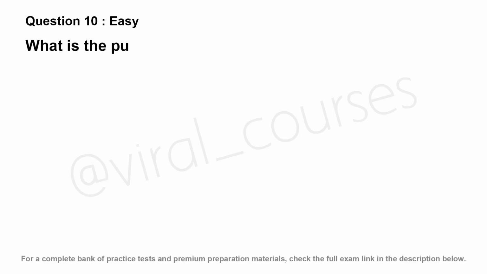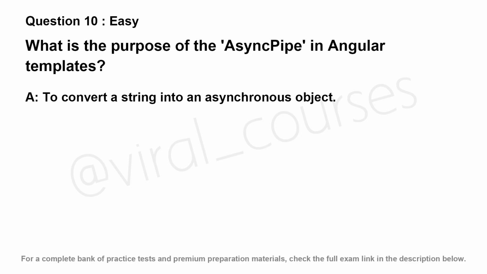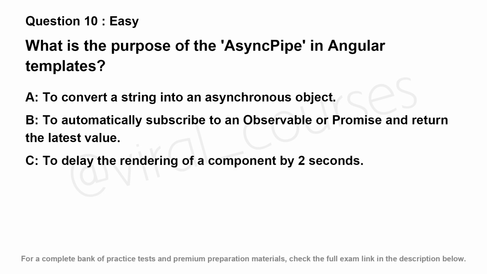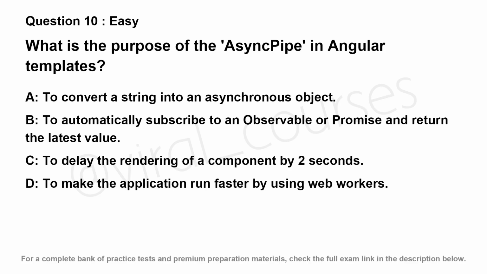What is the purpose of the async pipe in Angular templates? Option A, to convert a string into an asynchronous object. Option B, to automatically subscribe to an observable or promise and return the latest value. Option C, to delay the rendering of a component by 2 seconds. Option D, to make the application run faster by using web workers.